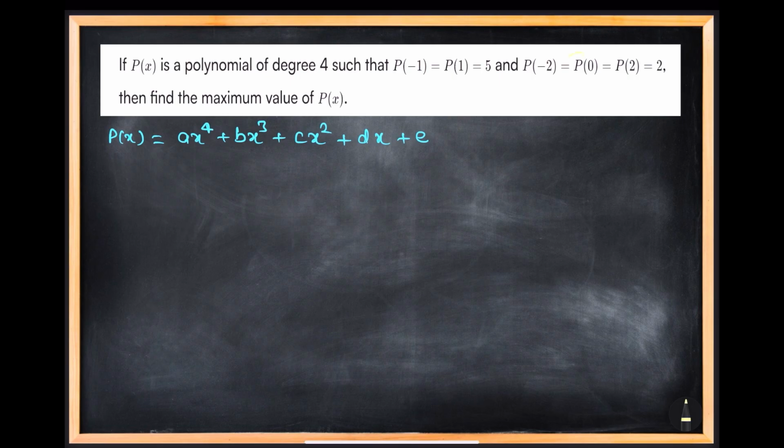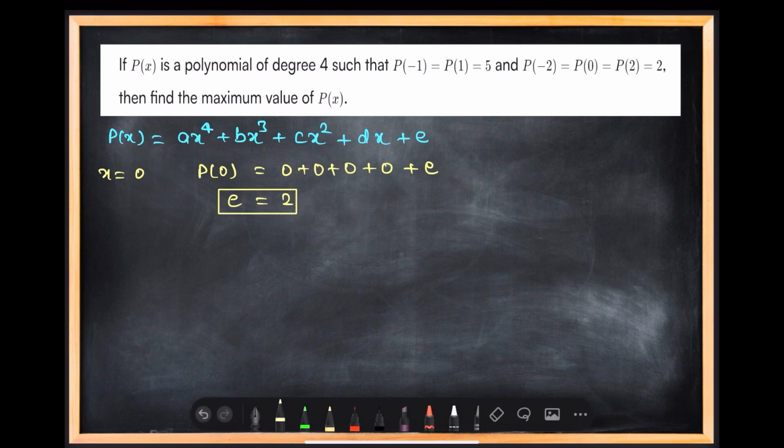I will use this p of 0 first, because in that case I have to replace x with 0 and we will get remainder as 2. So just apply the replacement x with 0. We will get p of 0 equals 0 plus 0 plus 0 plus 0 plus e, and you know that p of 0 is 2. So can we say that e is equal to 2? So we got one of the arbitrary constants. Now we have to find a, b, c and d. Look at this, how we will proceed.